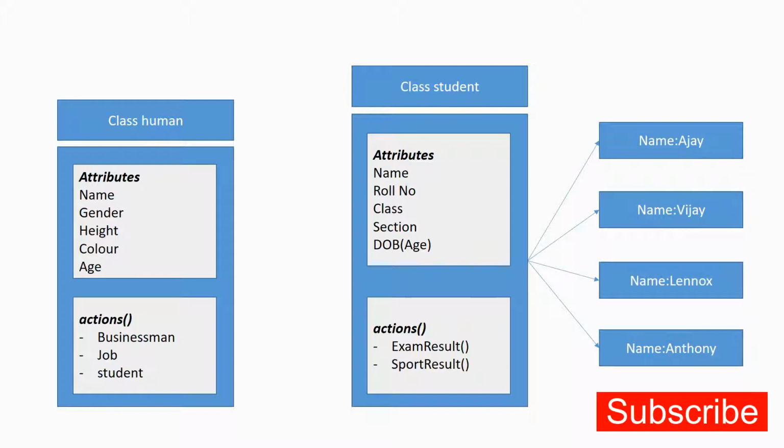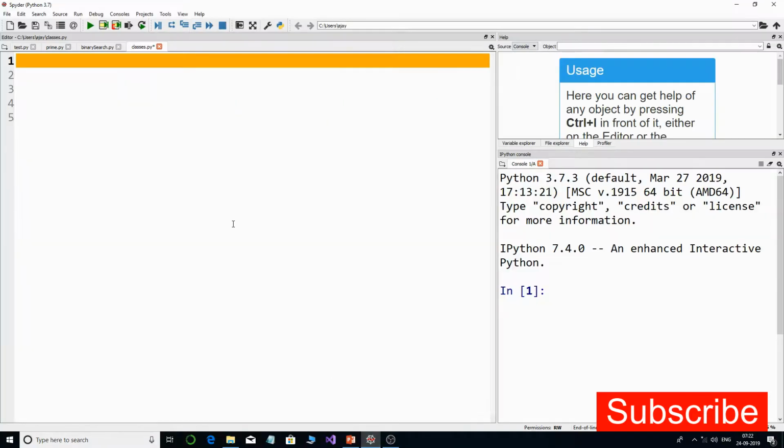So first we are going to deal with the class, and then out of this class we are going to create objects. Now what exactly objects are, we are going to see practically. Now let's switch to Python, that is the Spyder IDE. Now the first thing is we need to create a class. Now what is a class? As I said earlier, it is just a blueprint. Now let us create a blueprint for a particular class.